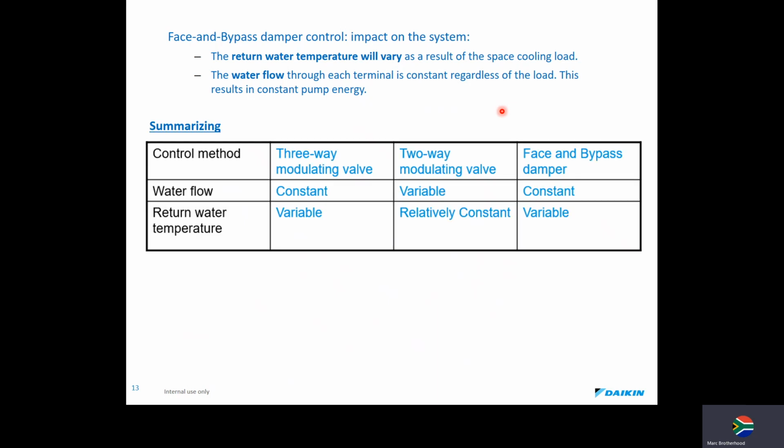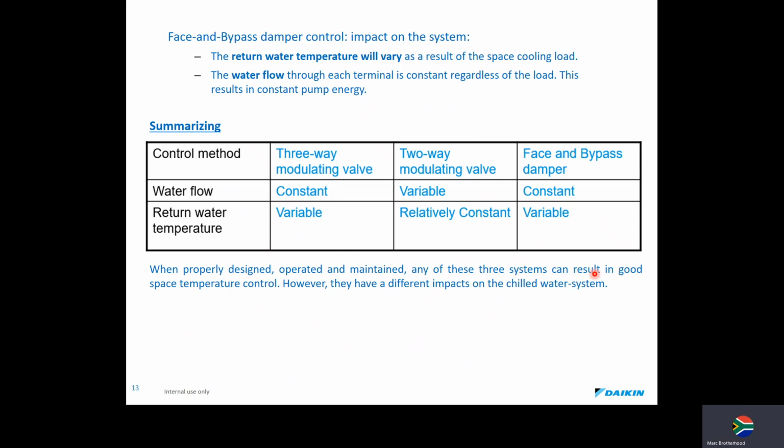So summarizing, we have three different control methods: the three-way, the two-way or the face bypass. The water flow is constant through three-way modulating valve, variable through the two-way, and constant through the face bypass. Just picture the two-way as you'll say like a tap at home. What effect does it have on return water? Well, a three-way is variable, fairly constant on a two-way, and variable on a face and bypass damper.